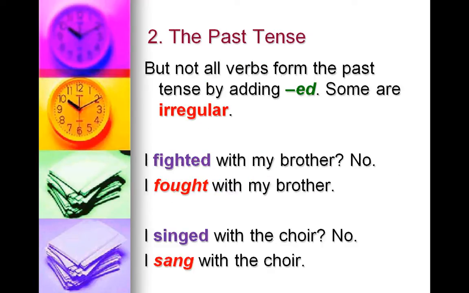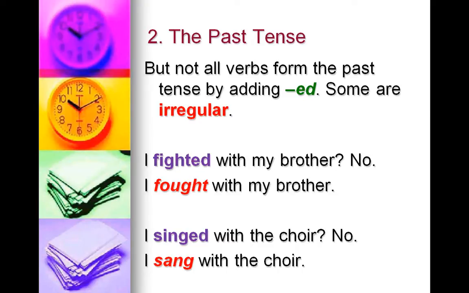But not all verbs form the past tense by adding ed. Some of them are irregular. Irregular means doesn't follow the rule, doesn't follow the normal ed rule. For example, would I say I fighted with my brother? No, I'd say I fought. Fought's in the past tense, but it doesn't end in ed because it's irregular.